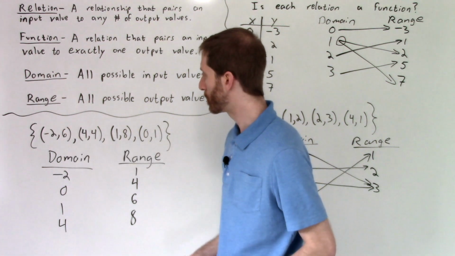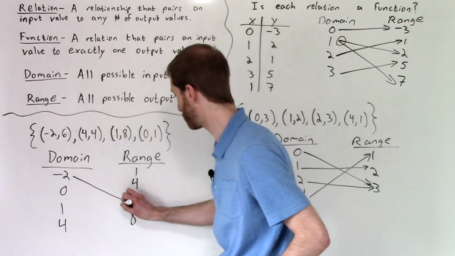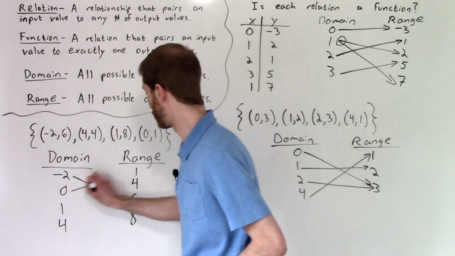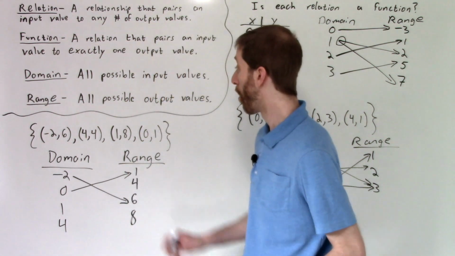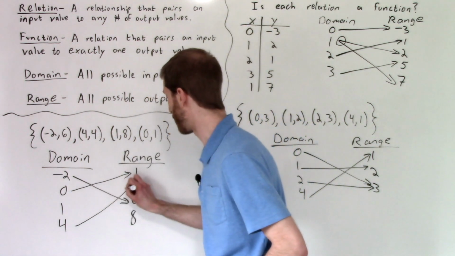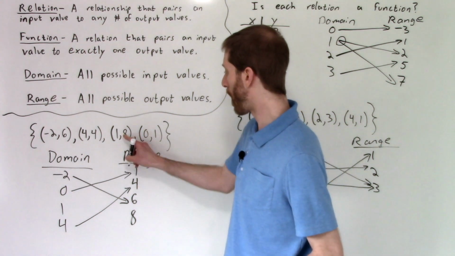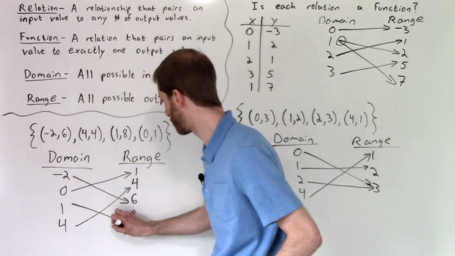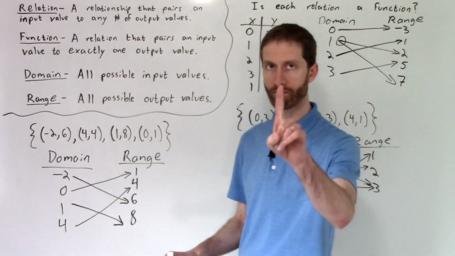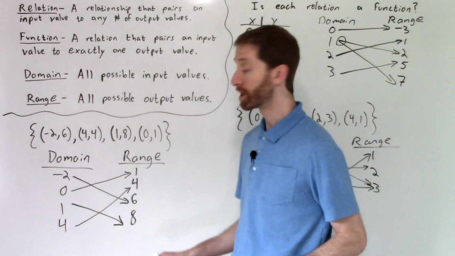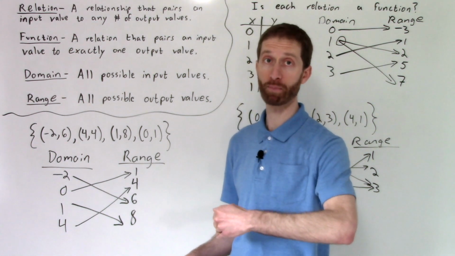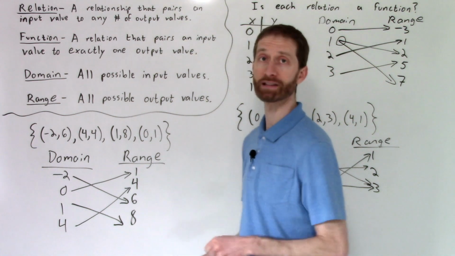So -2 goes to 6. So far so good. 0 goes to 1. There we have it. Let's see, 4 goes to 4. Sorry, I went kind of out of order there. And then let's see, 1 goes to 8. Every single value in the domain goes to one value in the range. There are no repeated inputs going to different outputs, and therefore, this is a function.